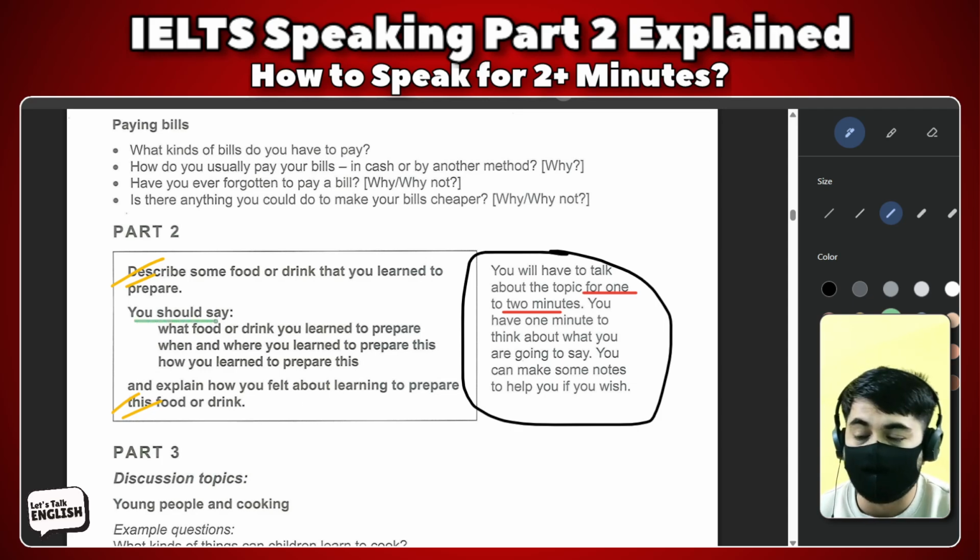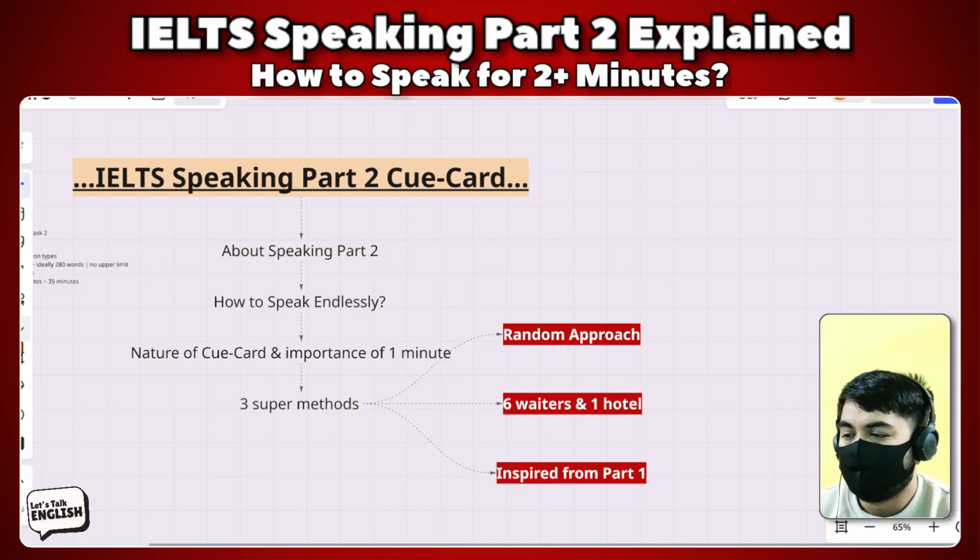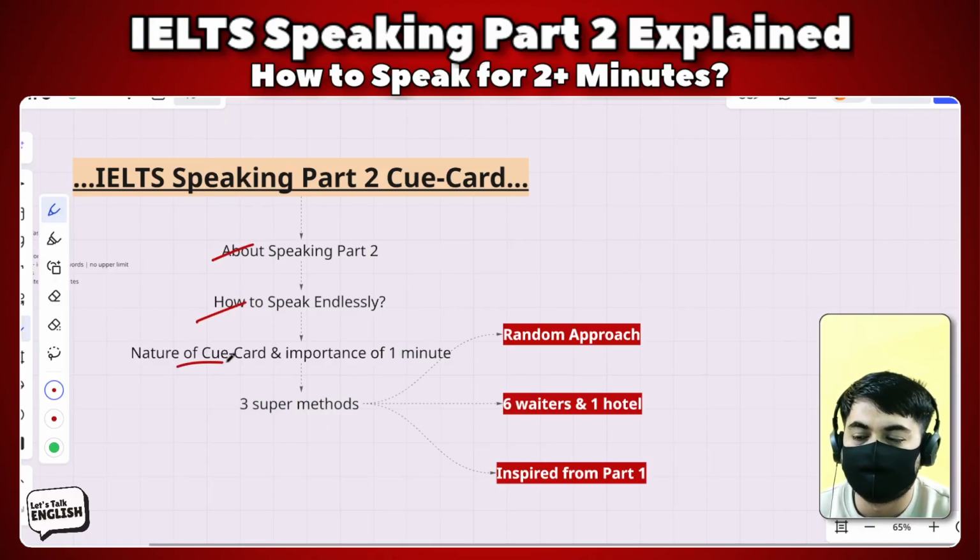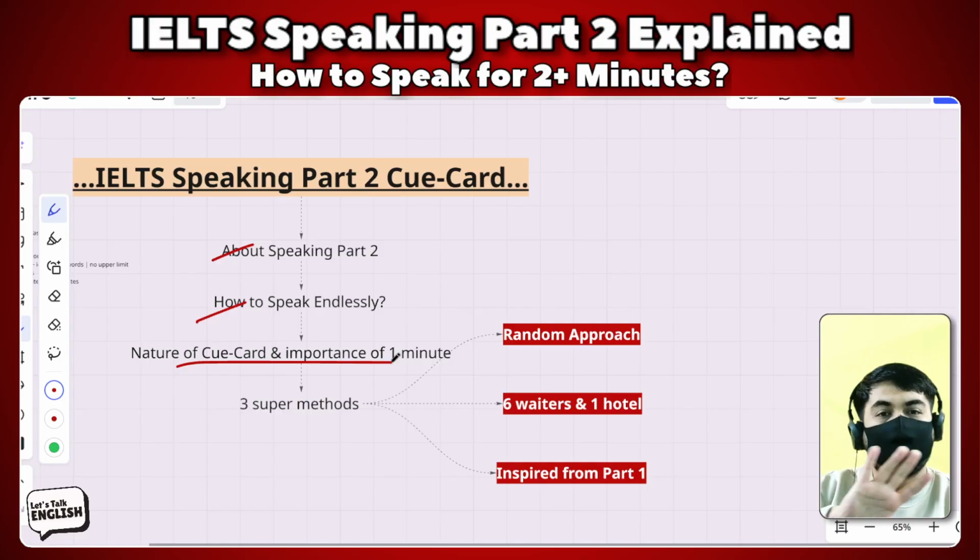That is, IELTS itself is saying you should say what food or drink did you learn to prepare? When and where did you learn to prepare this? And how did you learn to prepare this? So these are your three optional questions. And once we've understood this, I would now like to go into the three super methods.